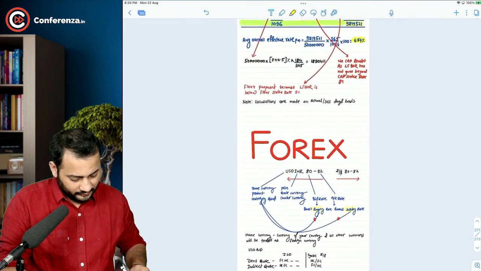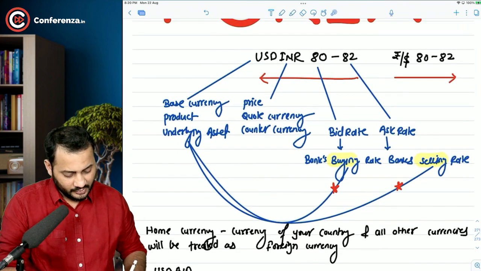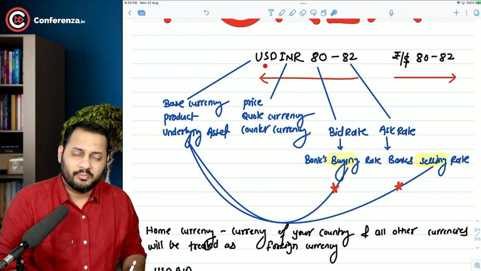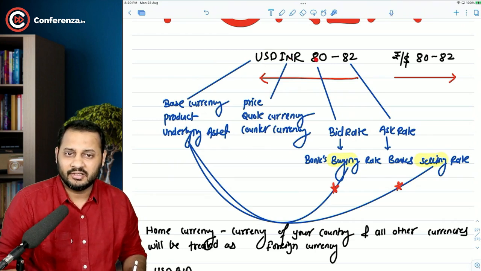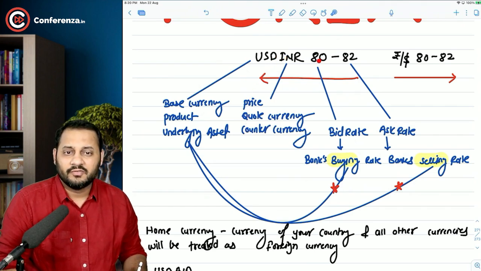Till now, whatever we have learned is this. Normally, or most of the time, the international standard of presentation is USD INR 80/82. In this, the first currency is the base currency, product or underlying asset. The second currency is the price, quote currency or counter currency. The first number is the bid rate, which is the bank's buying rate. The second number is the ask rate, which is the bank's selling rate.